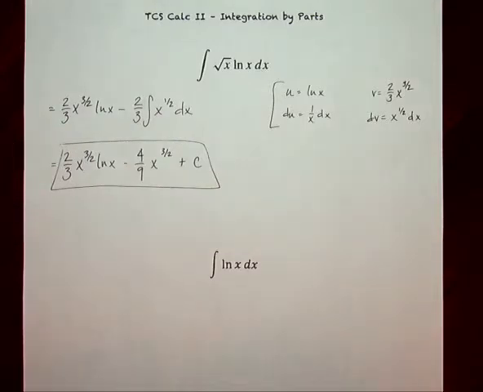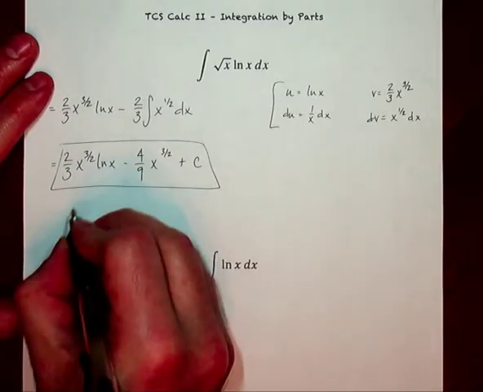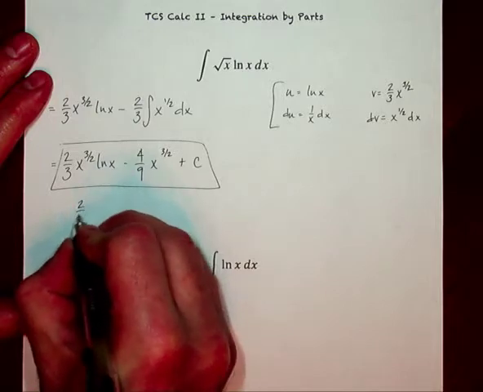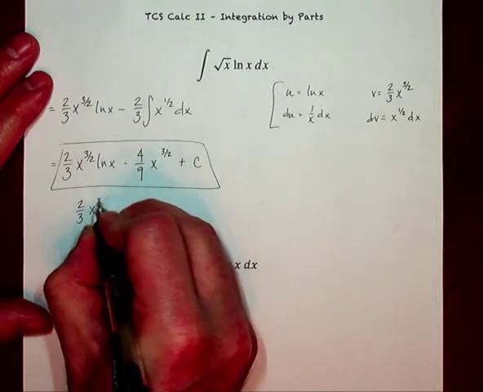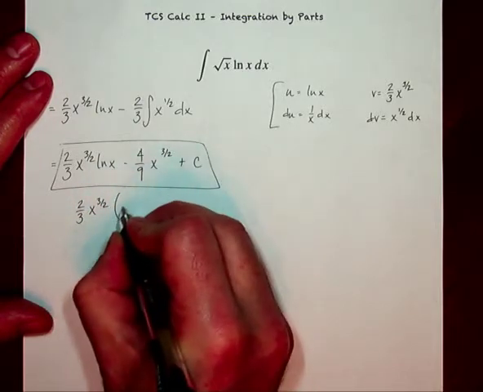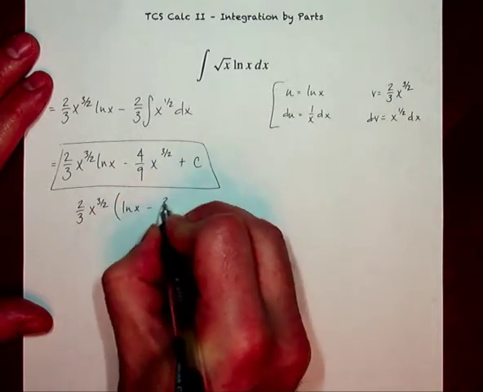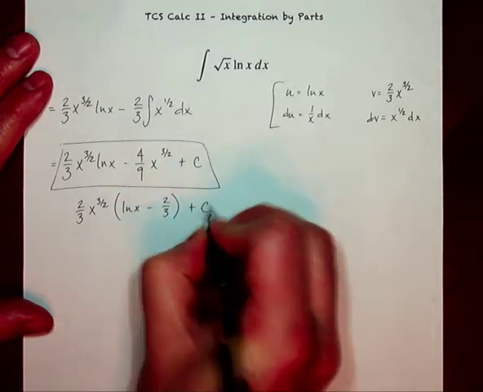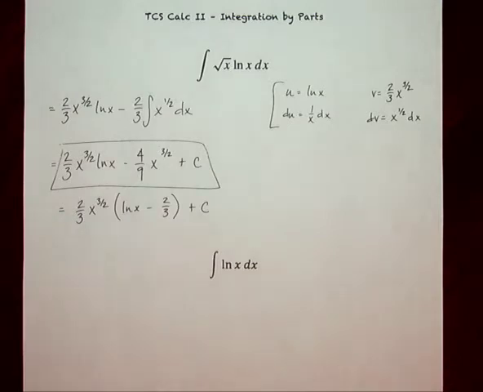And if the circumstances are dictated, you can pull out a 2/3 x to the 3/2, and you're left with natural log x minus 2/3 or something like that. And of course, you just want to leave it in the form that's going to be the most useful for what you're going to do next.